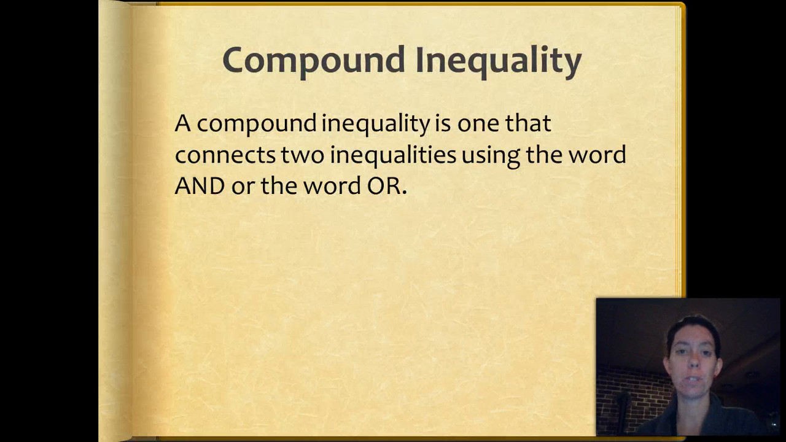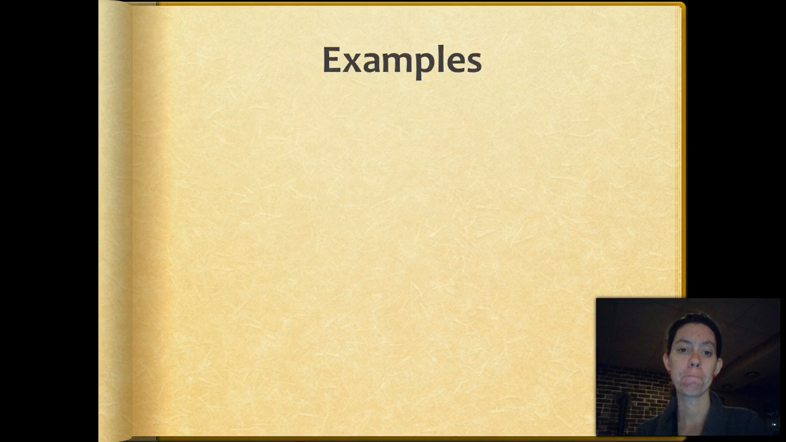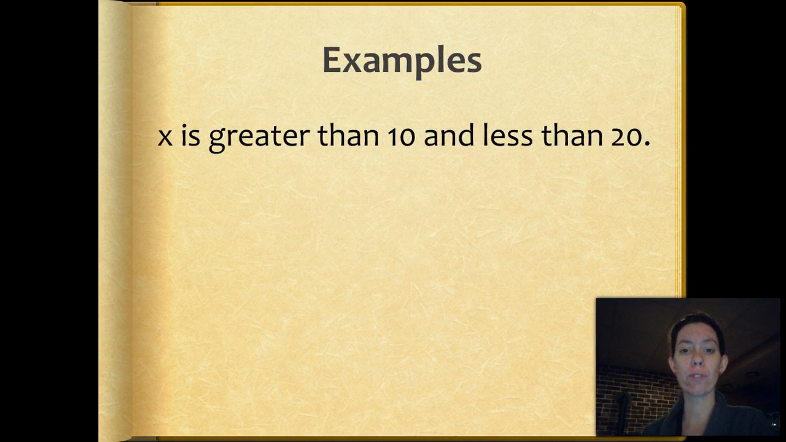Compound inequalities are just a special type of inequality. It's when you have two inequalities and you connect them into one statement using the word and or the word or. Here are some examples. X is greater than 10 and less than 20. Try to think of some numbers that are greater than 10 and less than 20. I can think of 11, 12, 13, 13 and a half, 13.9, anything between 10 and 20. Another way of saying this would be to say X is between 10 and 20.